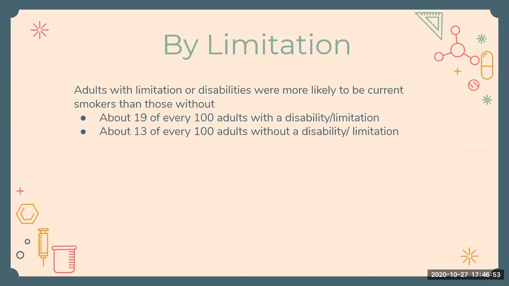By limitation, adults with limitation or disabilities were more likely to be current smokers than those without. About 19 of every 100 adults with disability or limitation, and about 13 of every 100 adults without a disability or limitation. Next slide.